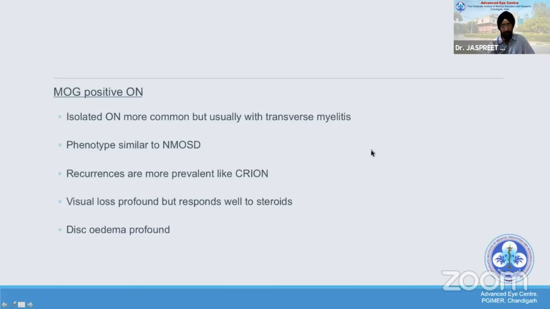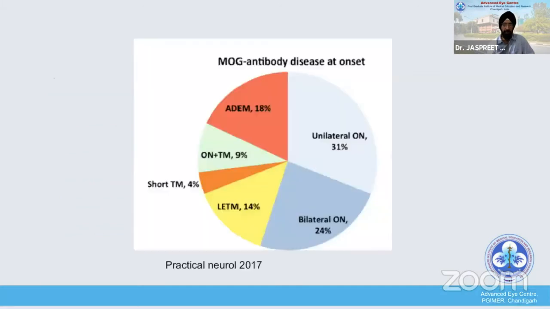Recurrences are more prevalent, just like chronic relapsing optic neuritis. Earlier it was called CRION, but now we've got these biomarkers, so they fit into one of these categories. The visual loss at presentation can be profound, but the good thing is that it responds well to steroids because it involves the anterior part more often. Although more than 50% of the optic nerve is involved, it has an anterior predilection, and you have more disc edema in these cases.